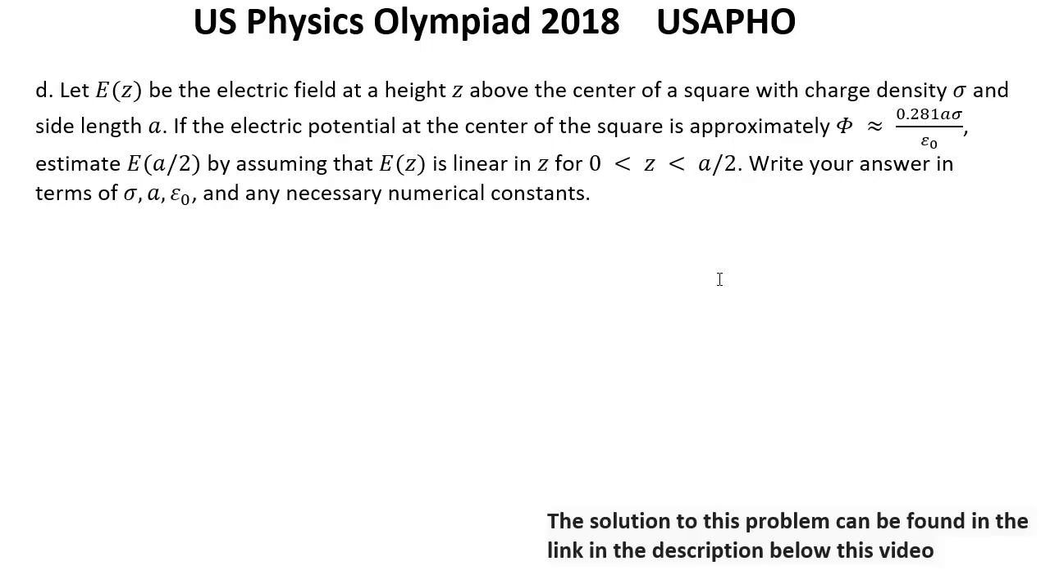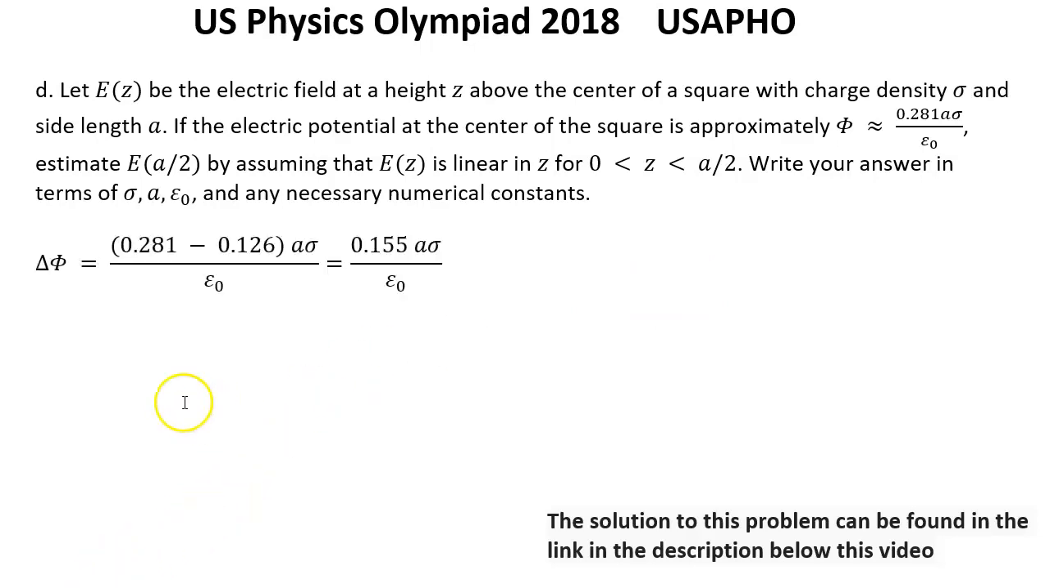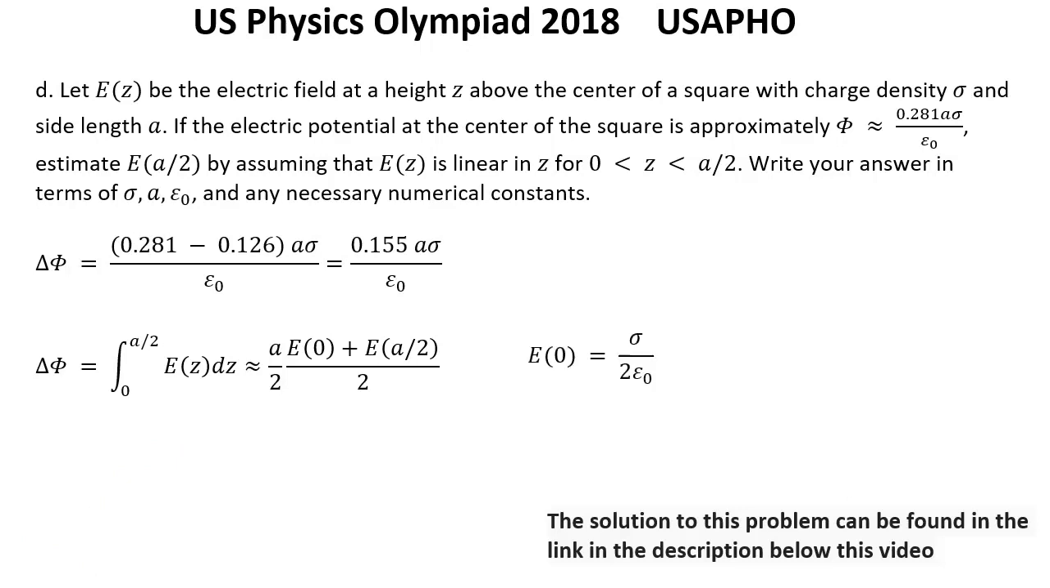Solution. The potential difference between height 0 and A over 2 is delta phi, equal to this one. On the other hand, we approximate E_z as linear. By Gauss's law, at the point E_0 we have the electric field equal to sigma over 2 epsilon 0.